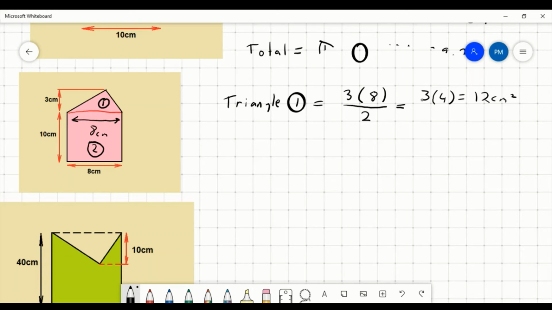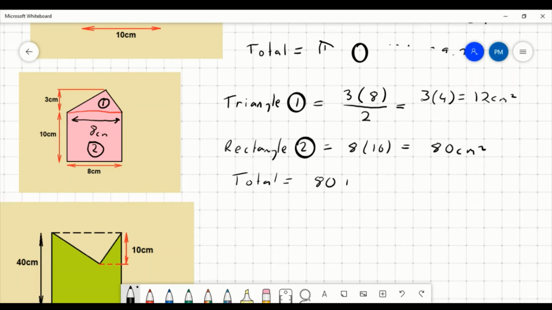And then our rectangle, which is area 2, it's going to be very simple. All we have here is we've got 8 by 10. So 8 multiplied by 10, which is equal to 80. So our total area is going to be 80 plus 12, which gives us a total area of 92 centimeters squared.